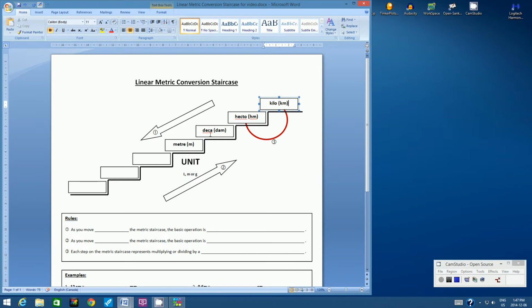So let's move down the metric staircase from meter. Notice meter we have here as the unit. Now if we were talking about volume, it would be liters. If we were talking about mass, it would be grams. So let's move down one step from the unit step. And it is deci, symbol dm, decimeter.